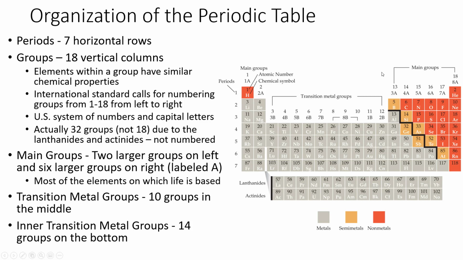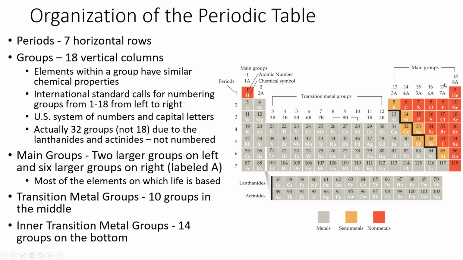Elements within a group all have similar chemical properties. A group, remember, is going to be our vertical lines here. So lithium, sodium, potassium, rubidium, cesium, and francium, all of these together are going to have very similar chemical properties because they are all in a group. This is similar to the triads that were laid out by Döbereiner. Our international standard calls for numbering these groups from 1 to 18 from left to right. So the international standard we see up here on the top numbers: 1, 2, 3, 4, 5, 6, 7, 8, 9, 10, all the way up to 18.